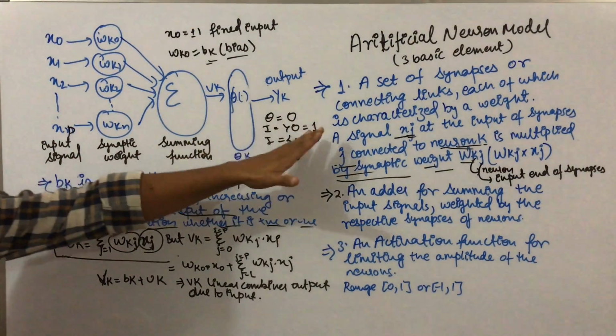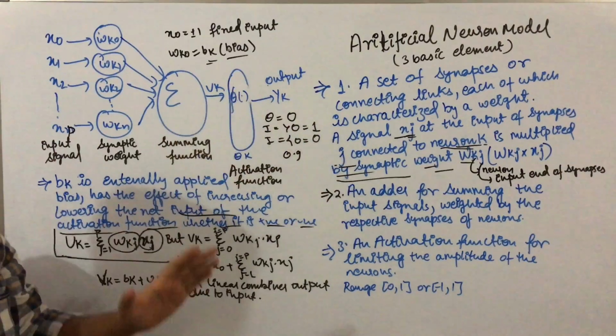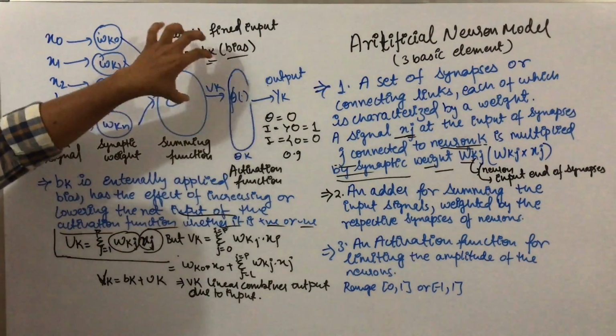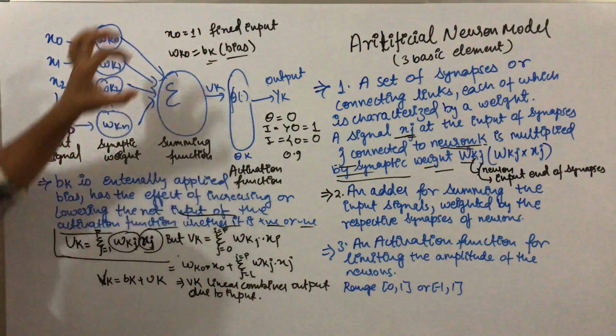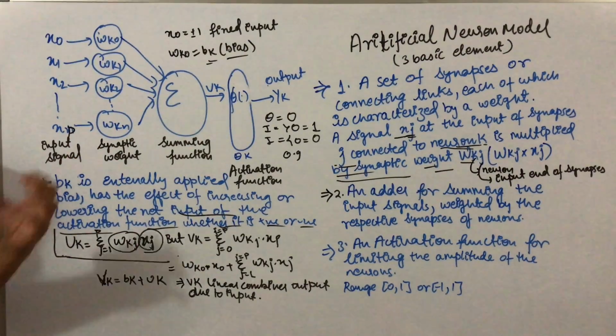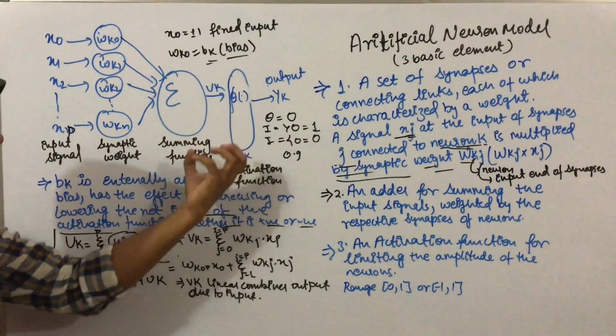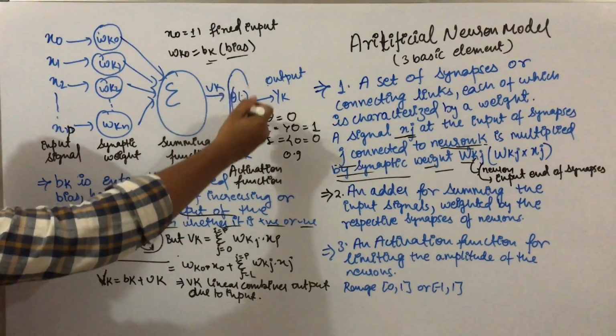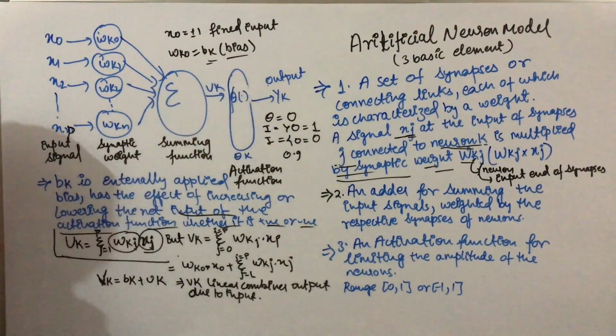Suppose we define theta as 0, and now we say that if I is greater than theta, we will have the output 1. So we have this bias value so that we can increase or decrease the value according to our activation function, so that it can fit in the activation function range.